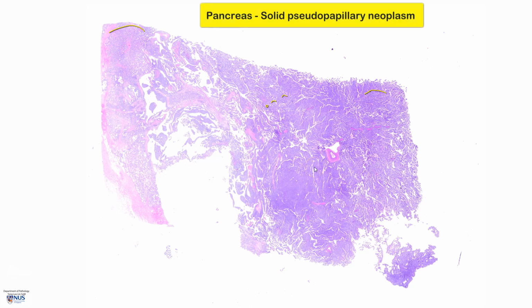Hello, this is a virtual microscopy slide of a solid pseudopapillary neoplasm of the pancreas. This entire section is composed of tumor and we don't see any normal pancreatic parenchyma. Usually this lesion is fairly well circumscribed and we will see a sharp demarcation between the tumor and the surrounding or adjacent non-neoplastic pancreatic parenchyma.